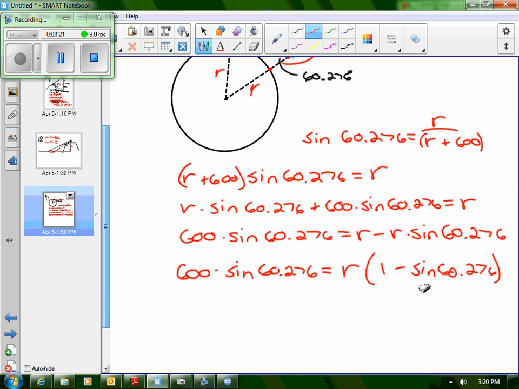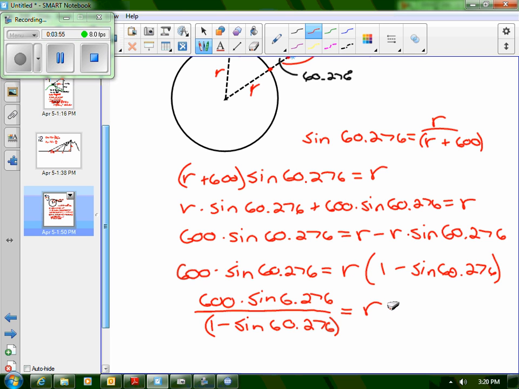So if I want r by itself, I'm going to divide by this on both sides. Again, this is something that's a number that I can compute and calculate out, so I should be able to figure this out for r. So 600 times the sine of 60.276 divided by 1 minus the sine of 60.276. So that's going to equal r, which is the radius of the Earth.